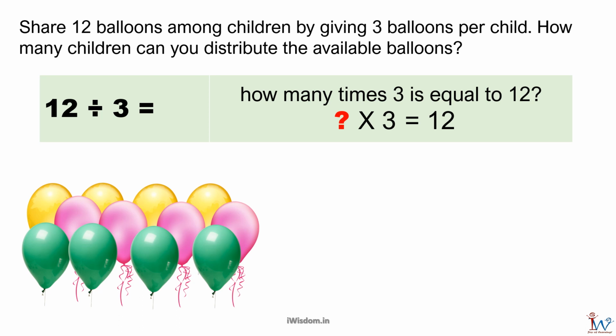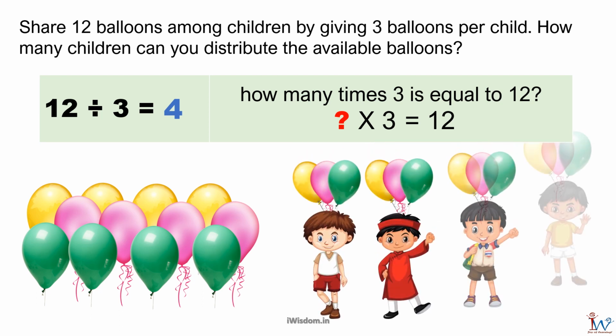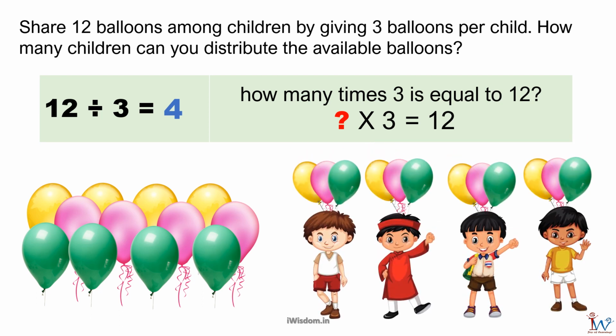We recall from multiplication table 4 times 3 is 12. 12 divided by 3 is equal to 4. So balloons can be given to 4 children. Well done.